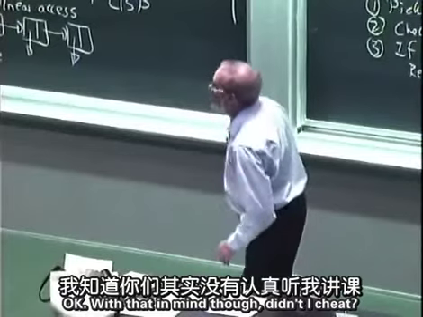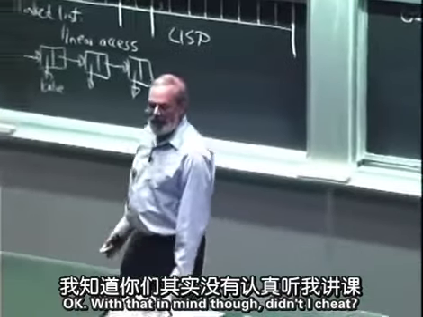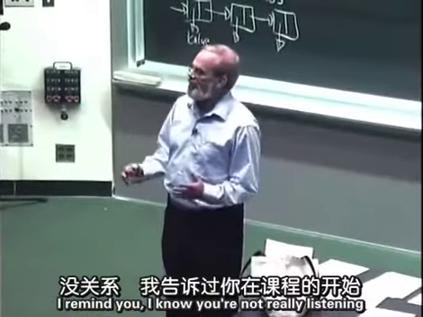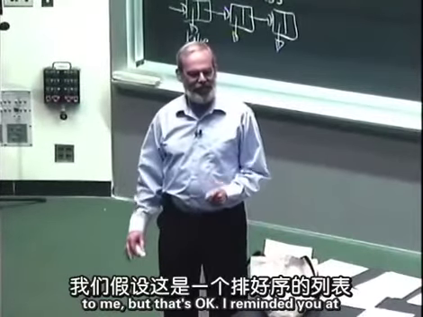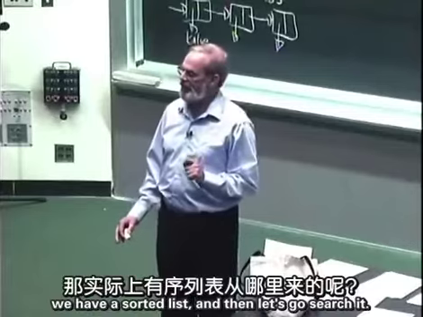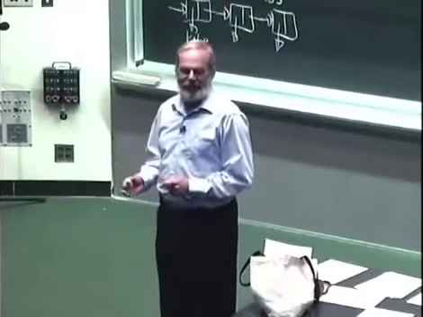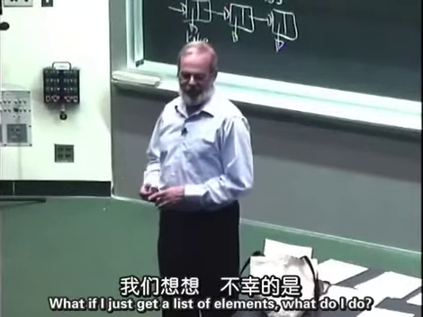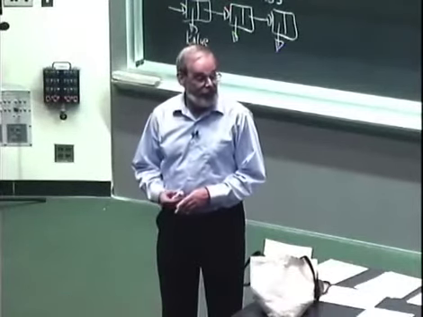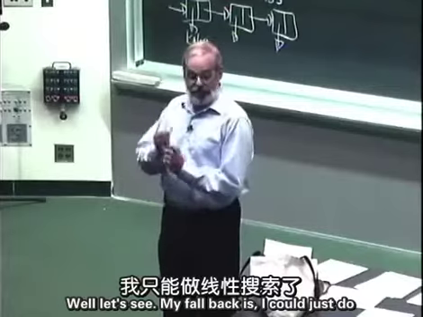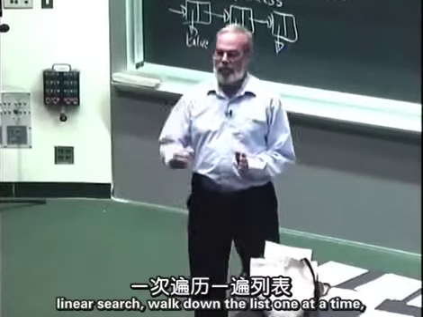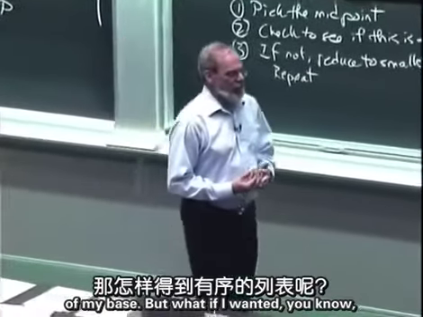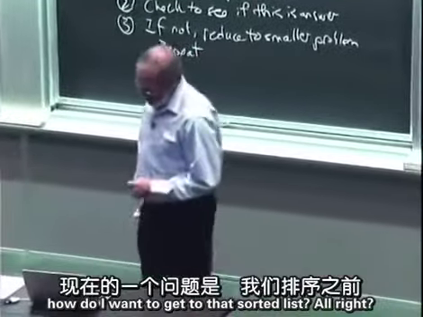Okay. With that in mind, though, didn't I cheat? I remind you at the beginning of the lecture, I said, let's assume we have a sorted list, and then let's go search it. Where in the world did that sorted list come from? What if I just get a list of elements? What do I do? Well, let's see. My fallback is I could just do linear search, walk down the list one at a time, just comparing those things. Okay, so that's sort of my base. But how do I want to get to that sorted list?